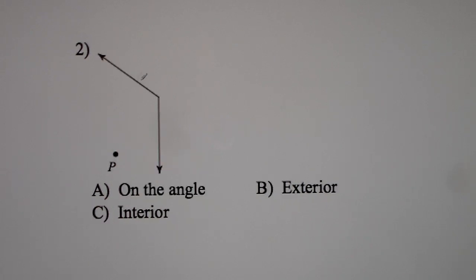Number 2, we have our angle right here. The interior of the angle is what I did here in red. Since this point P falls on the inside of the angle, that means it's on the interior of the angle.